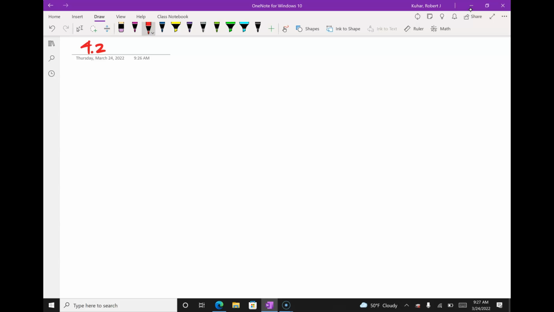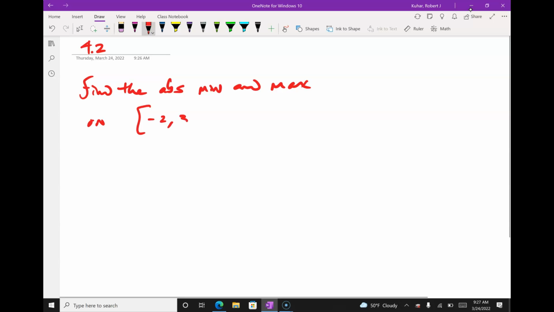So I want to find the absolute min and max on negative 2 to 3 for f of x equal to negative x times the square root of 3 minus x. Now, I'm saying you should probably be able to graph this on your own. You know something about the square root function. You know what the regular square root function looks like. It opens to the right. Does this one open right or left?